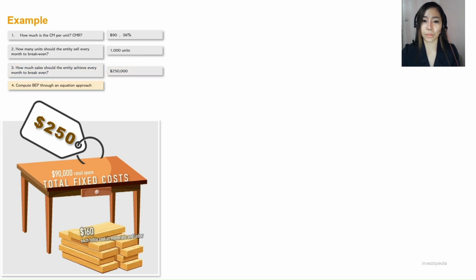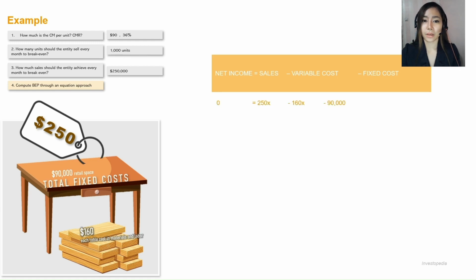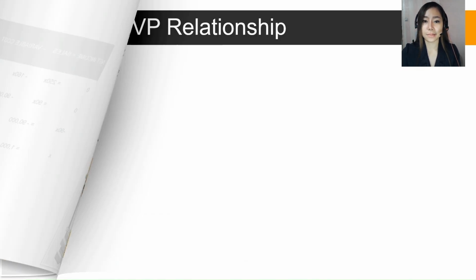Compute the break-even point using the equation approach, which is net income equals sales minus variable cost minus fixed cost. Net income equals 0 because, as we said, at the break-even point your net income is 0. So sales is 250, variable cost 90, and we get 1K units.